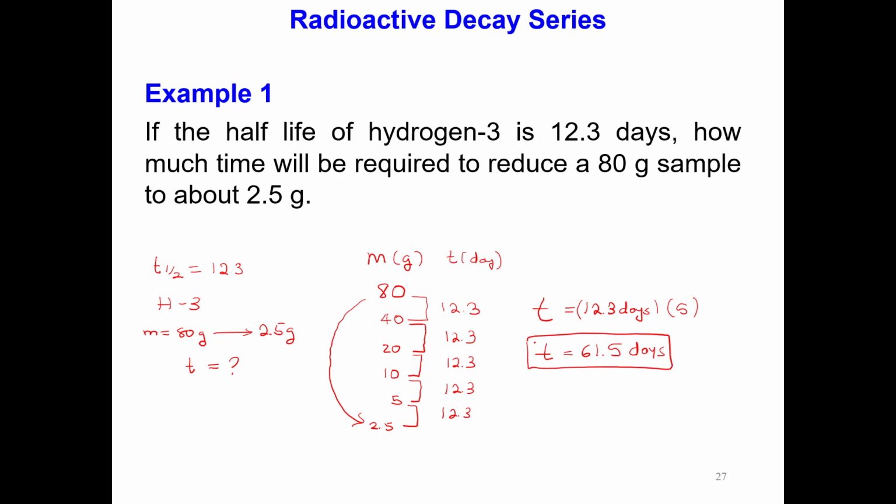And now we can say the time to reduce 80 grams of hydrogen-3 to 2.5 grams is 61.5 days.